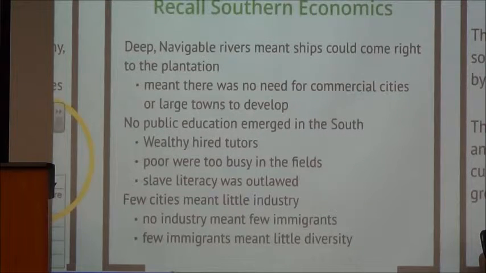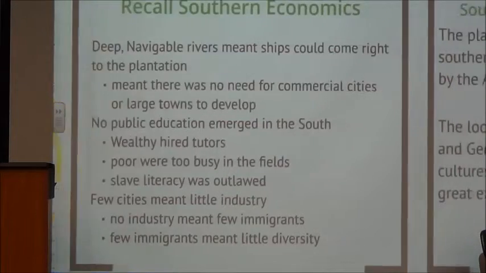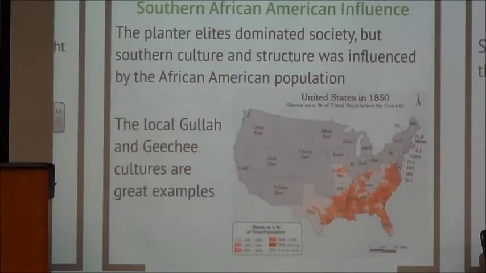That, we've found, doesn't really mean that no slaves learned how to read and write, but it was particularly banned. Few cities also meant that there was little industry. No industry meant there were few immigrants. With few immigrants, that meant that there was little diversity. There's African Americans, and then there's white Americans. So that is the diversity of the South at that point. What that means is that the African Americans had a large influence on the culture in the South.